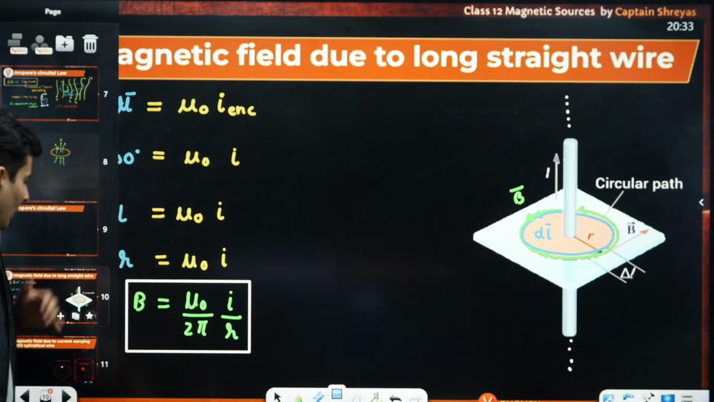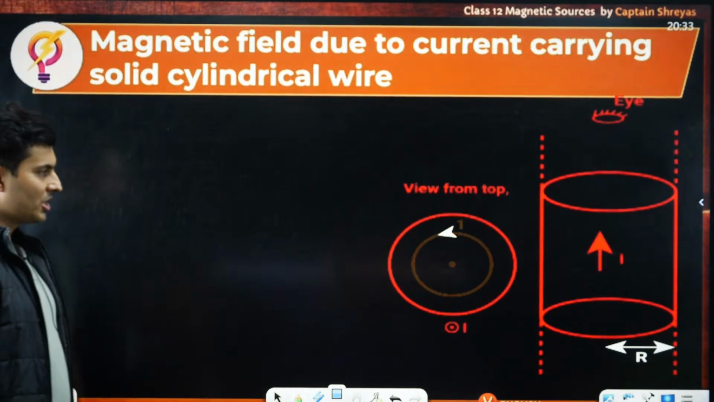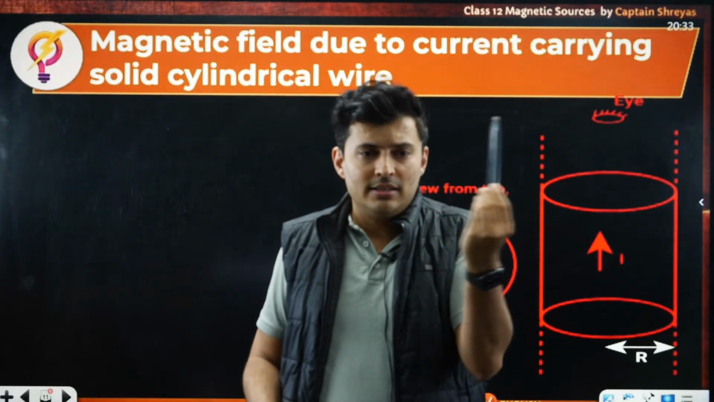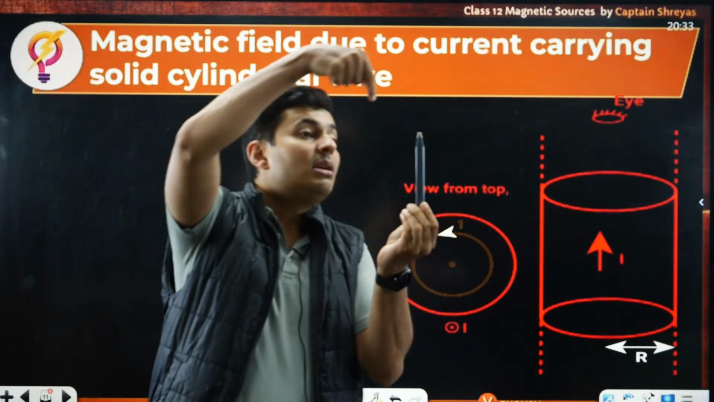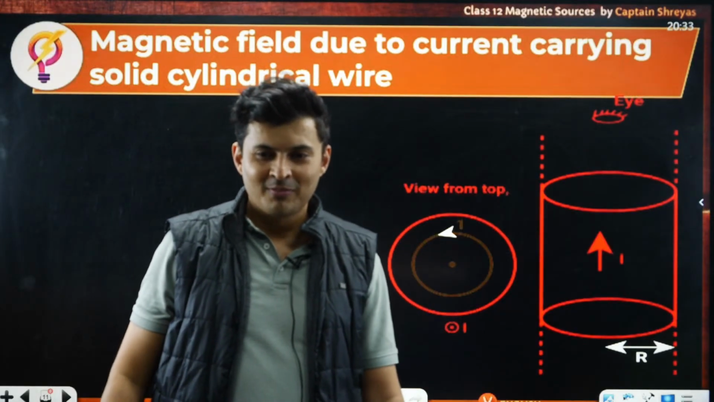Okay. Now, as an extension to this problem, how about doing this question where, imagine this is a wire carrying current. This pen is like a wire carrying current. Even inside the wire, there is a magnetic field.